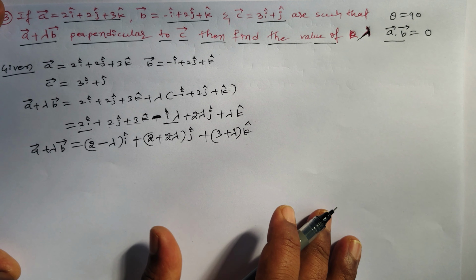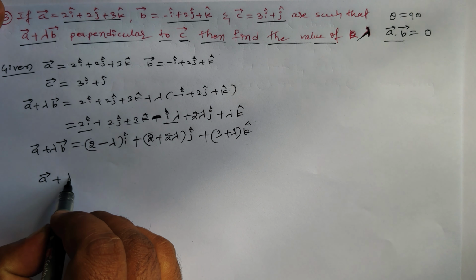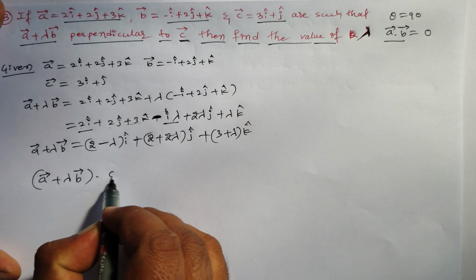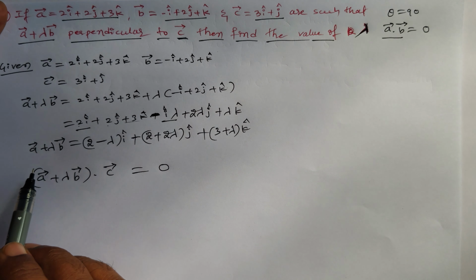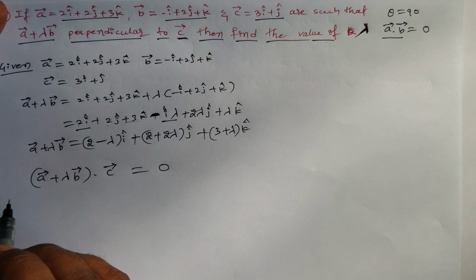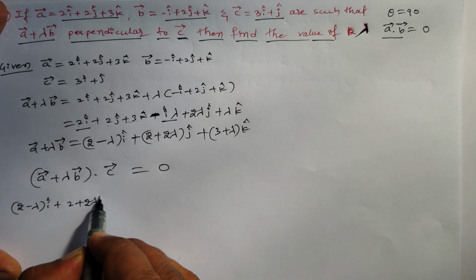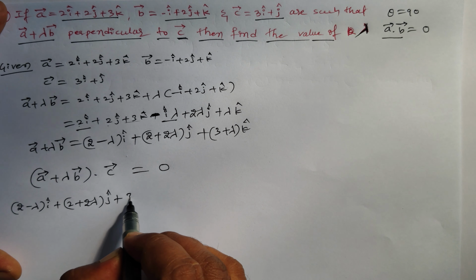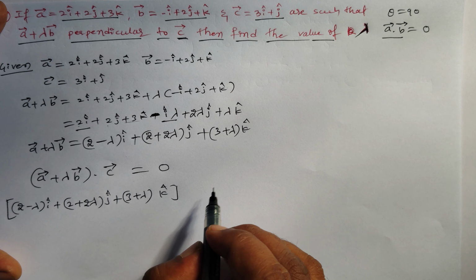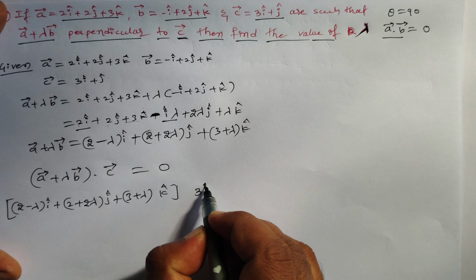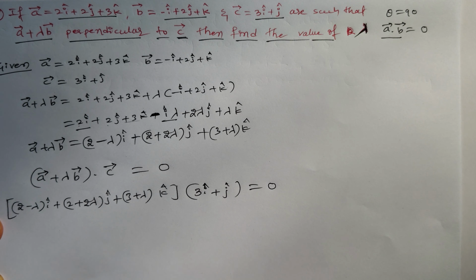The question says a plus lambda b vector is perpendicular to c. That means a vector plus lambda b vector dot c vector is equal to 0. If it is perpendicular, the dot product is 0, right? So first write a plus lambda b vector: 2 minus lambda i plus 2 plus 2 lambda j plus 3 plus lambda k cap, into c vector, which is 3i plus j cap, is equal to 0.